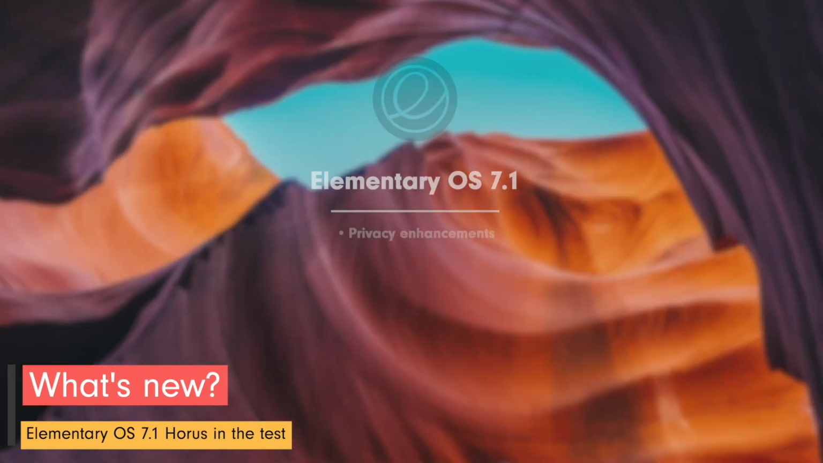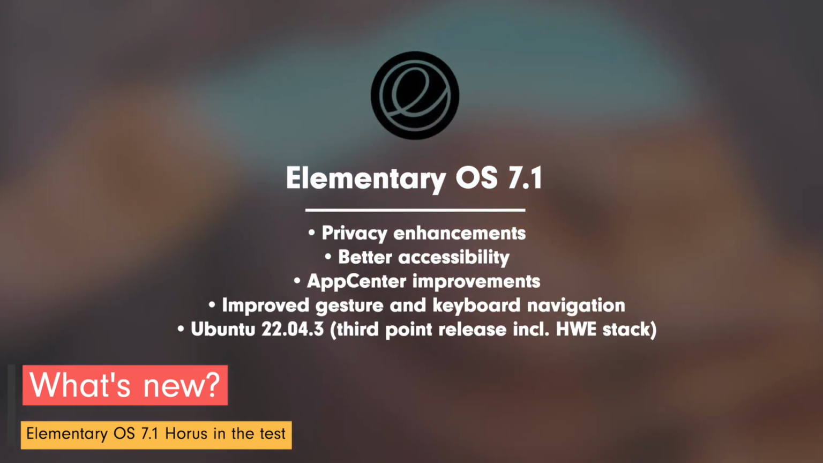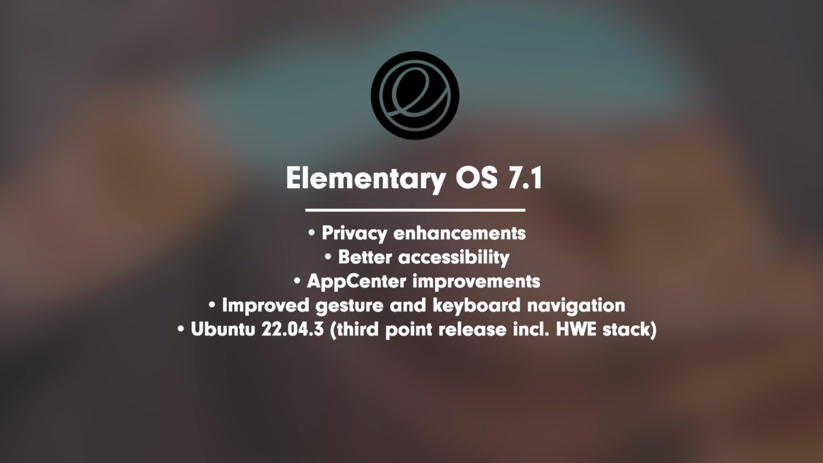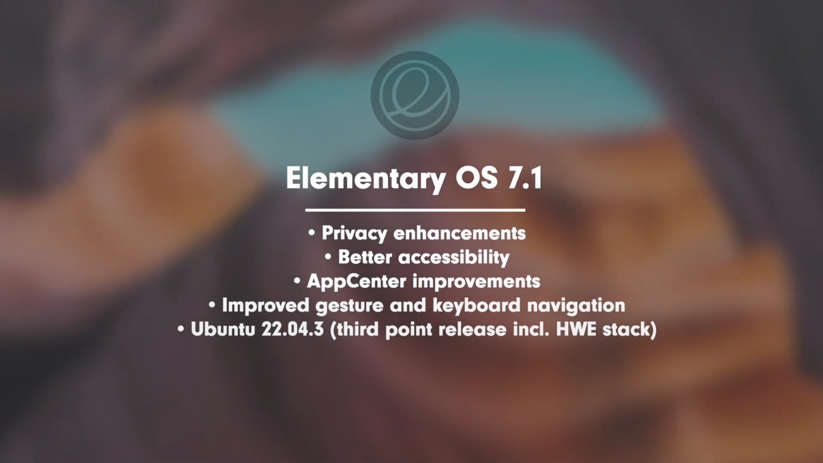What's new? Elementary OS 7.1 brings with it the following new features: privacy enhancements, better accessibility, App Center improvements, improved gesture and keyboard navigation, and Ubuntu 22.04.3, the third point release, including the hardware enablement stack.